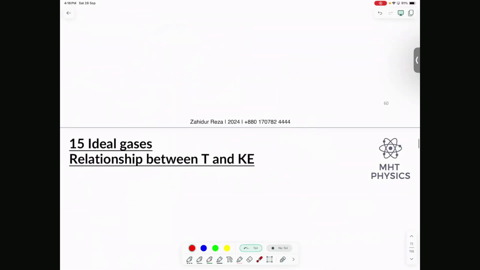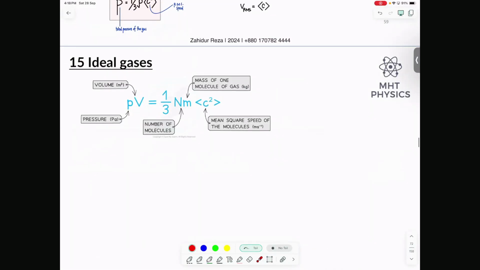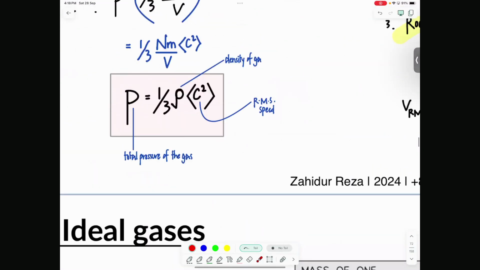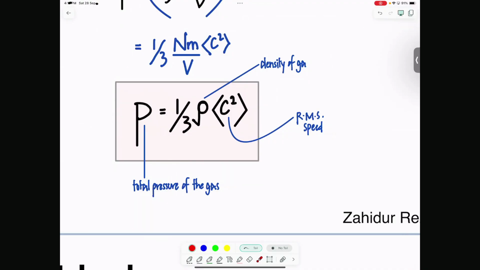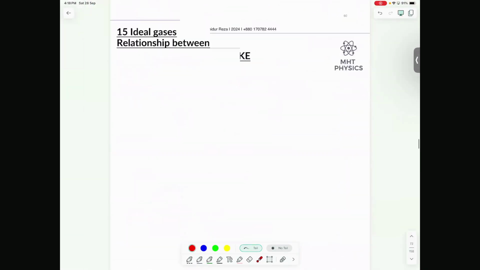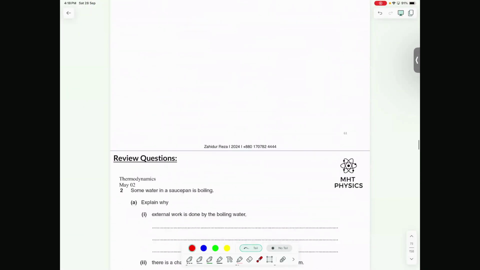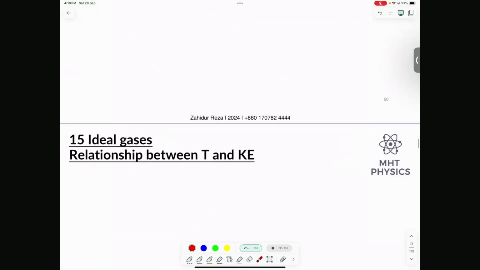So we are done with the derivation. This is the equation eventually: PV equals 1/3 Nmc squared, or P equals 1/3 rho c squared. There are variations of that. So now we'll come full circle. Our chapter will end here, page 61. So go to page 61.